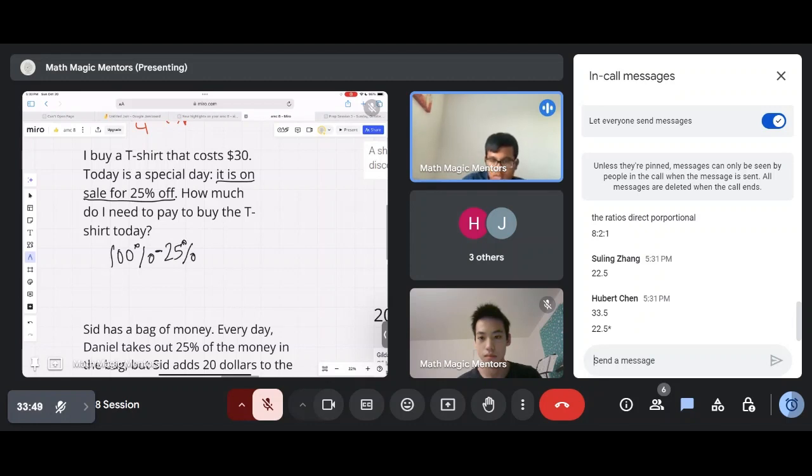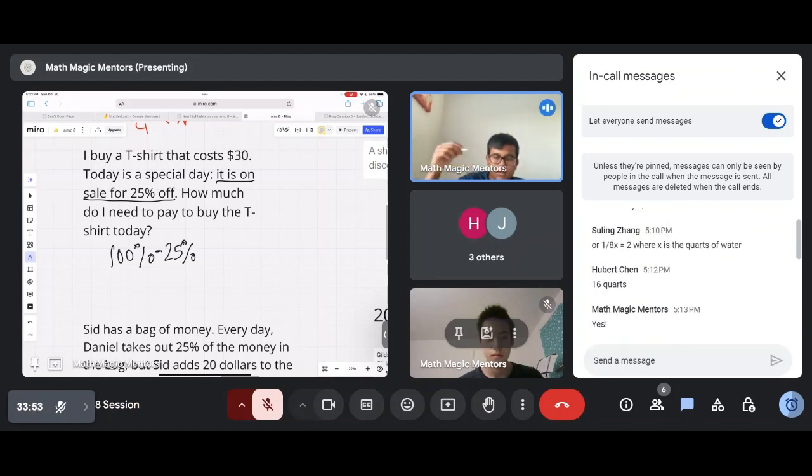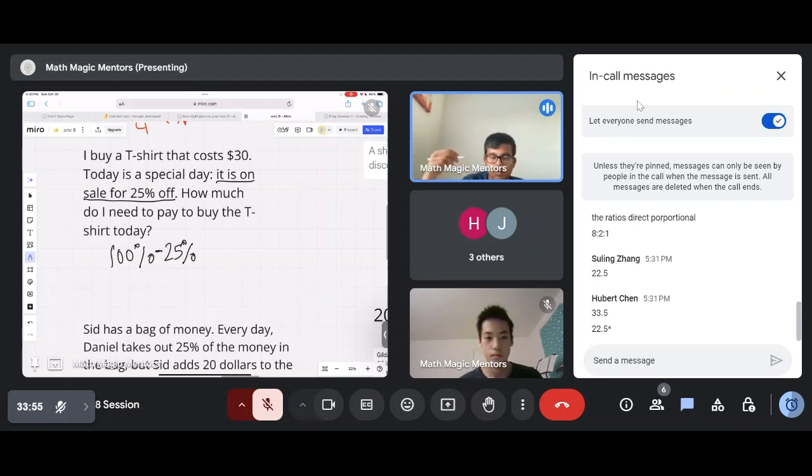Does that make sense to everybody how I did that? Because it says that the T-shirt's on sale for a certain price, but then I take off 25%. So the actual price that I need to pay is 75%. Does that make sense? Let me know if any of it doesn't make sense.